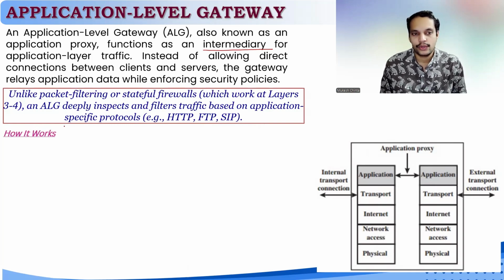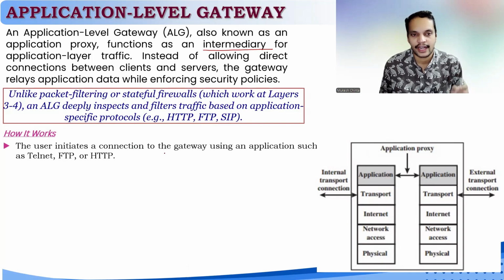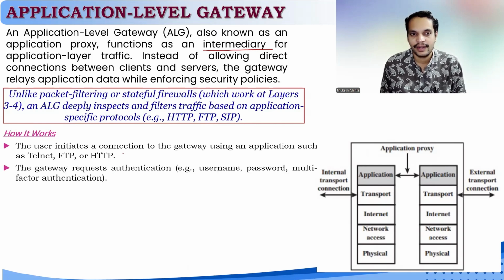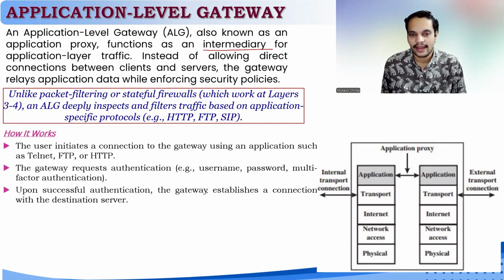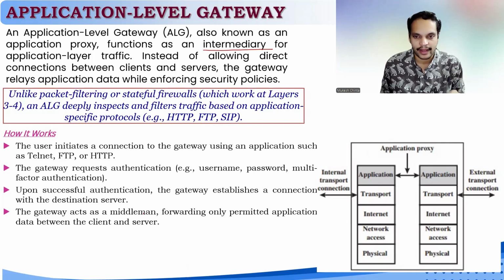Now, how does it work? The first thing is the user initiates a connection to the gateway using an application such as Telnet, FTP, or HTTP. This connection will be received by the gateway. Then the gateway requests authentication, the username, password, and any other mechanisms that are required to authenticate. Upon successful authentication, the gateway establishes a connection with the destination server. The gateway now acts as a middleman, forwarding only the permitted application data between the client and server.